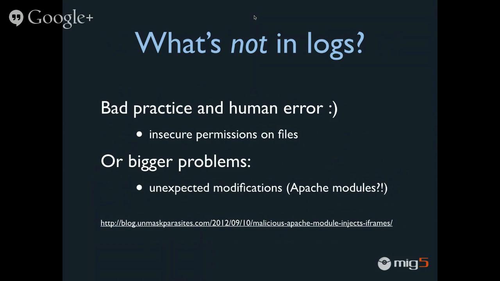So, unexpected modifications. Back in 2012, there was a nasty Plesk hack which allowed installing of malicious Apache modules, so sort of binary modules into Apache that injected nasty iframes and stuff into pages just randomly. And some of this stuff doesn't leave any trace, other than the fact that something is there that didn't used to be, but it might not actually be logged, which is a big problem.